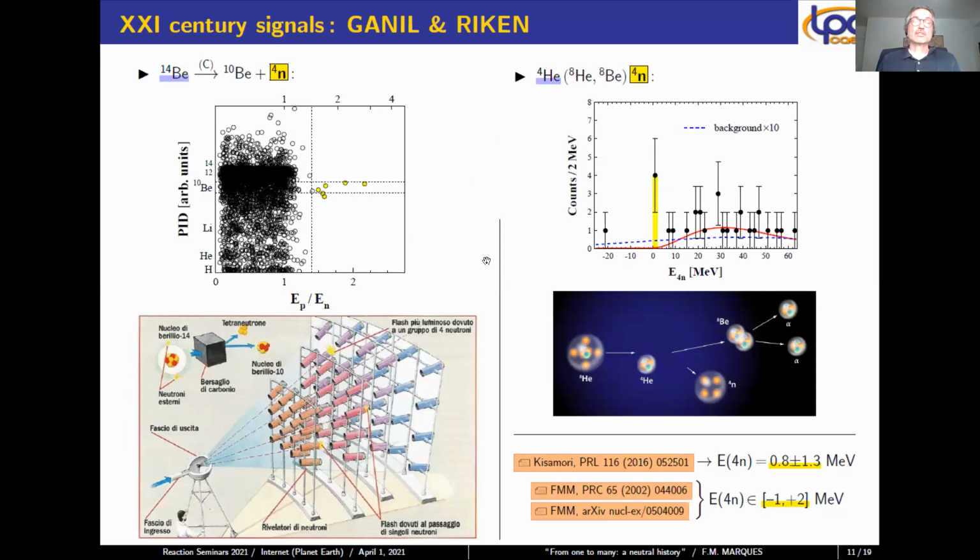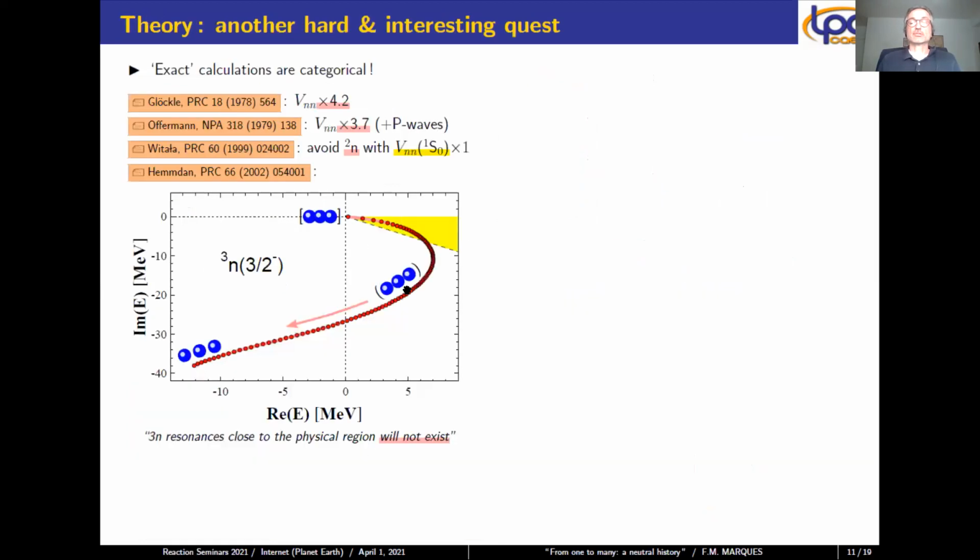And then, of course, this triggered a lot of calculations. This is the only slide I prepared for the theoretical part of the review. This is not an exhaustive review of the works, I just tried to summarize the principles. On one hand, we have exact calculations, and they are all categorical. They started with the 3-neutron system, of course, because of technical issues.